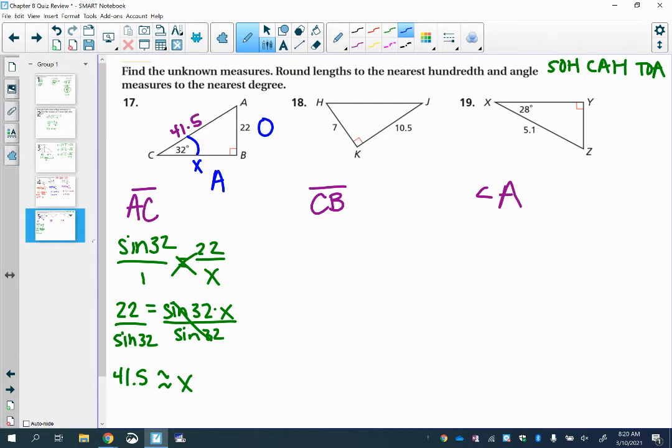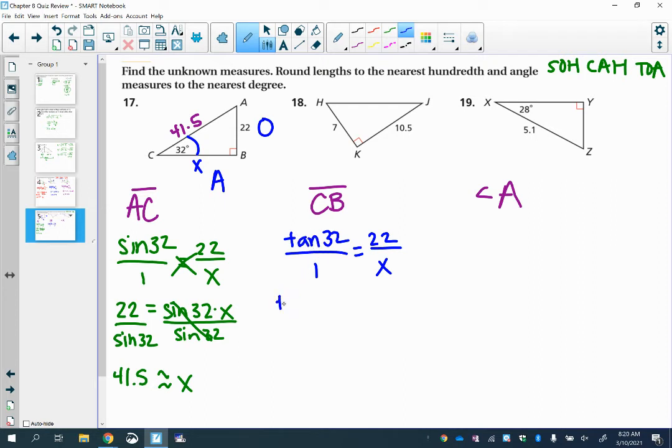I'm not labeling this one. Even though I know it, I don't need it. I already have 2 letters labeled, so I don't want to do a third because that's just going to confuse stuff. So OA tells me that I want to use tangent. Since I'm doing a side, it's going to be a proportion. So tan 32 equals opposite, which is 22, over adjacent, which is X.